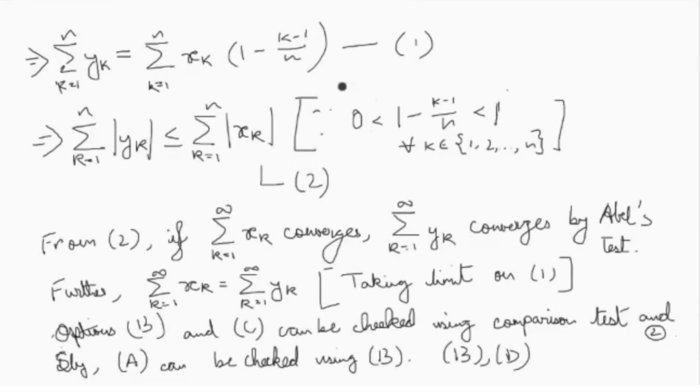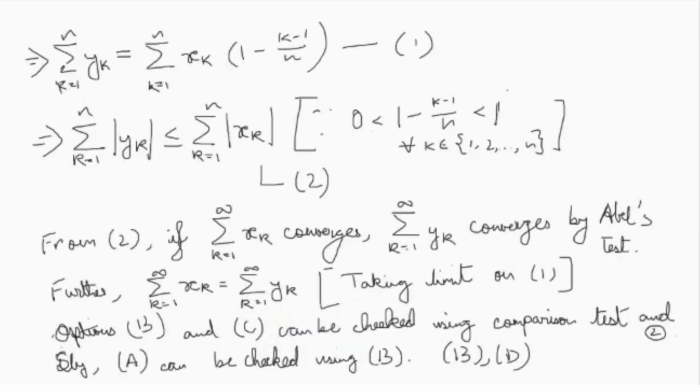And further, if we take the limit on this statement 1, we can observe that summation xk comes out to be summation yk, because the initial terms, this k minus 1 by n part, just vanish when you take the limit, and in the final terms where k is actually close to n, the xk values are themselves 0, because we know that if a series converges, the tail part of the series has individual values equal to 0. So summation yk comes out to be summation xk basically.